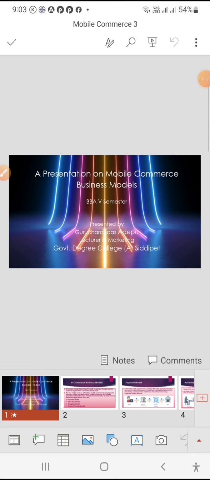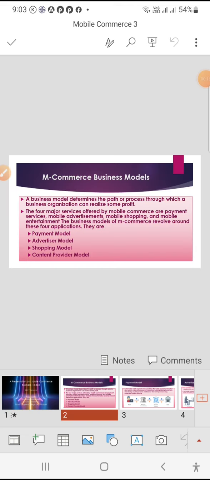Today we have a topic: mobile commerce business models. M-commerce business models we will discuss now. A business model determines the path or process through which a business organization can achieve some profit.